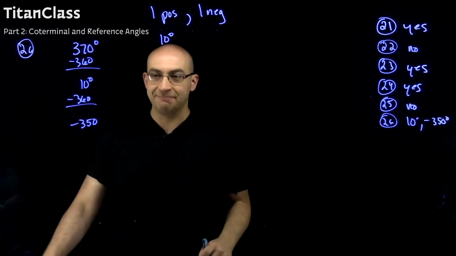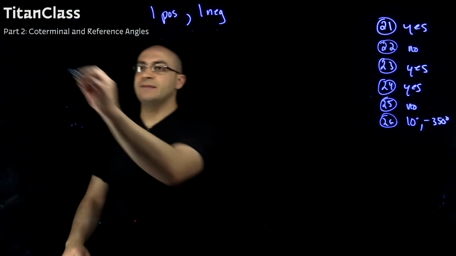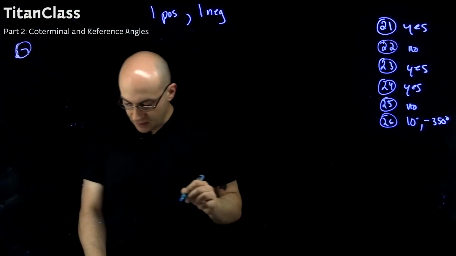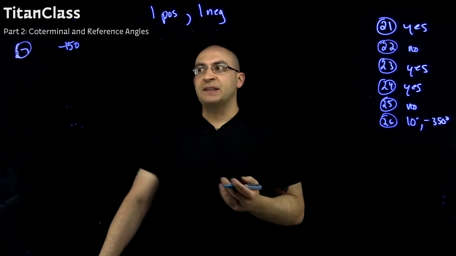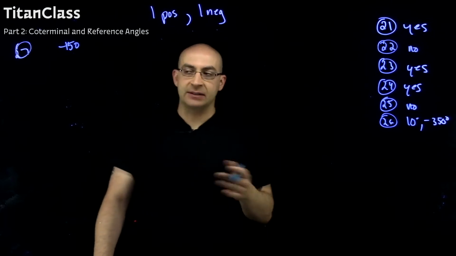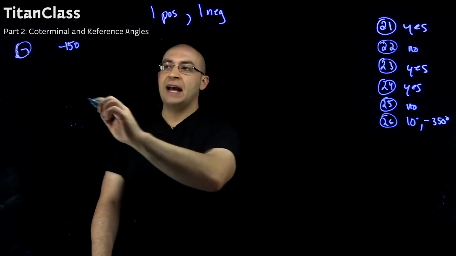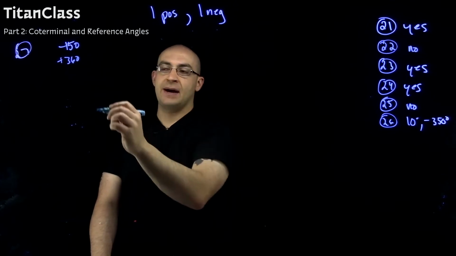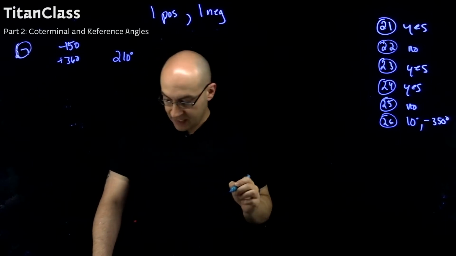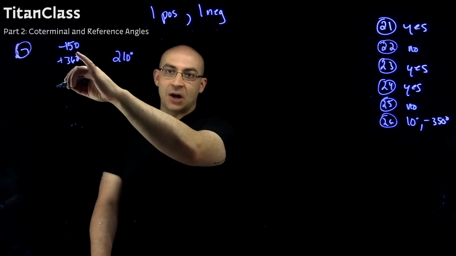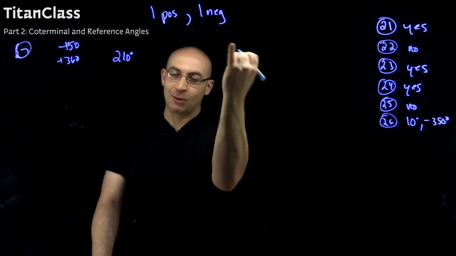Not bad. This set of problems is going to be all like this. Number 27, negative 150. This particular one, I'm going to have to definitely add and subtract on both sides. So let's go ahead and add first, because we know that 360 is more than 150. If I add 360 to this, I will get my positive result, which is a 210-degree angle.